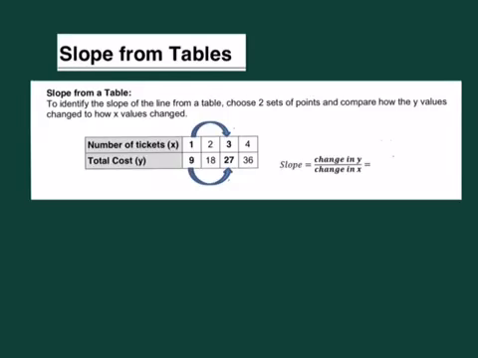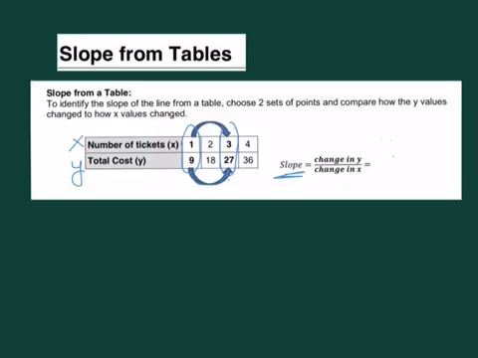To find slope from a table, choose any 2 points in the table. Let's choose (1, 9) and (3, 27). Remember, the number of tickets is your x value and your total cost is your y value. We want to look at our slope, which is the change in y compared to change in x.